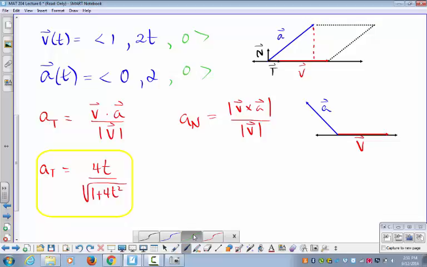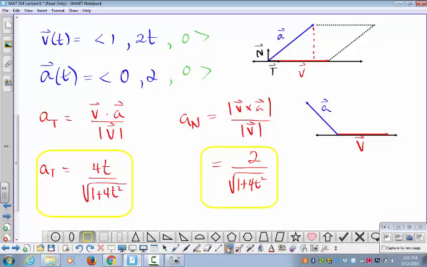When you cross out the i, 0. Cross out the j, 0. k is the only component that won't be 0. So that component will be the main diagonal, which is 2 minus 0, so it's 2. So the magnitude of that cross product is 2. And then our speed we found to be square root of 1 plus 4t squared. So that is the other important function.